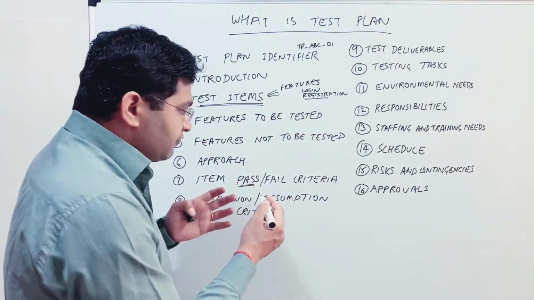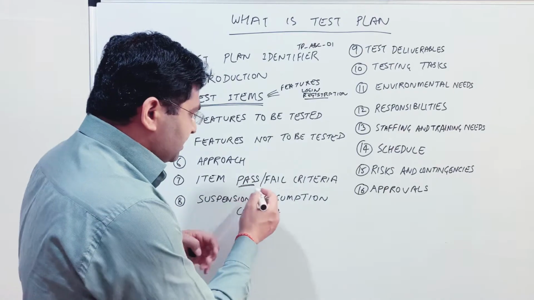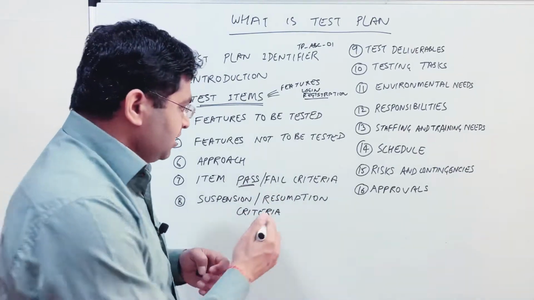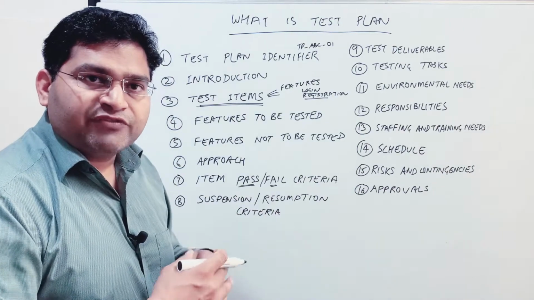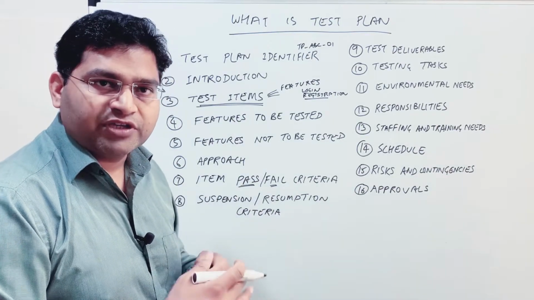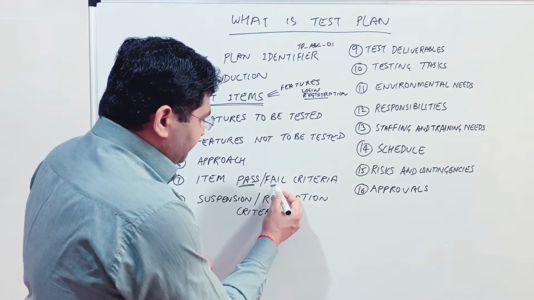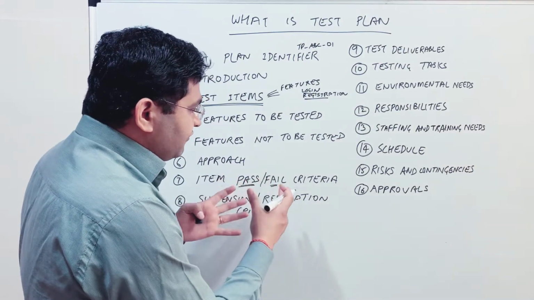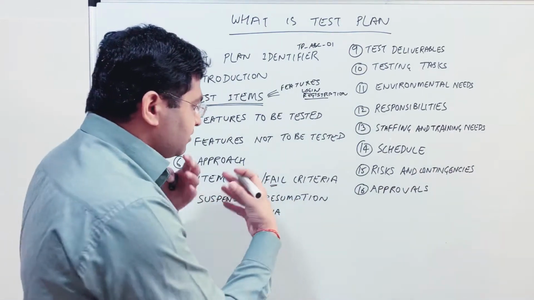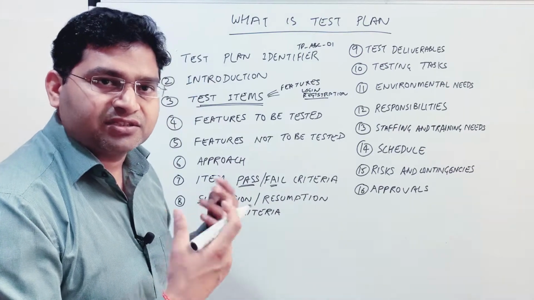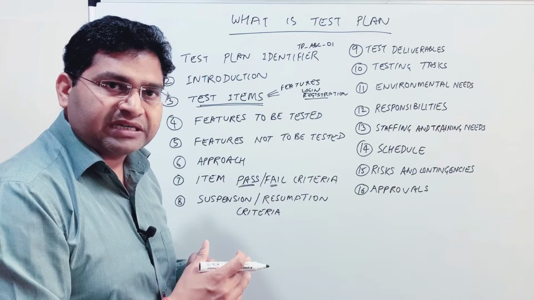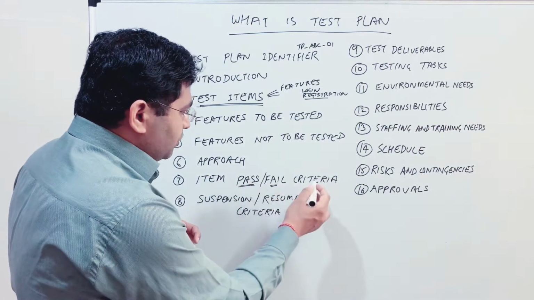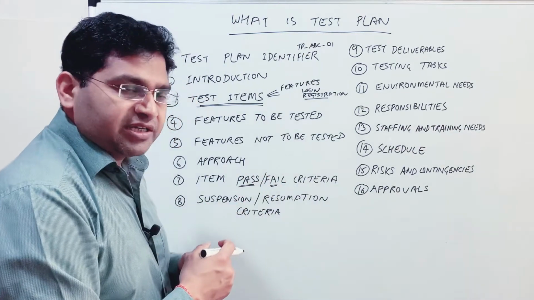So these are some of the statements that need to go into item pass and fail criteria. When we say item fail, you can say if there is any severity 1 defect or severity 2 defect that is identified for a particular feature, then that is failed, or that test case is failed. So any pass or fail criteria that can be defined need to go into item pass and fail criteria.